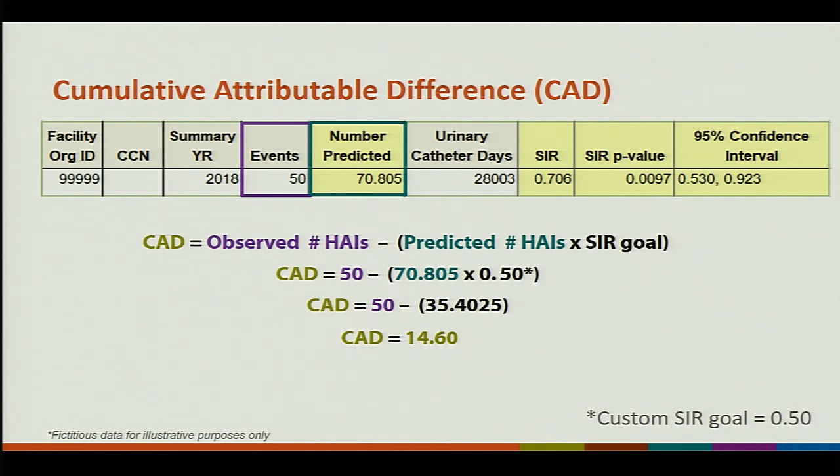So what can this facility do? The TAP reports allow this facility to then, well, we already have an SIR that reaches the HHS action plan goals. We can now create our own SIR goal. What can we strive for? What number could we put in for us to strive to reach? What can we do to help continue to push using our data for action? So they now use the SIR goal of 0.5. When they substitute that in, they get a CAD of 14.6.